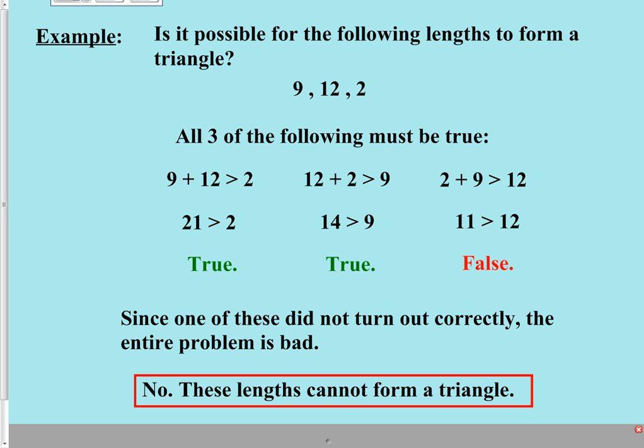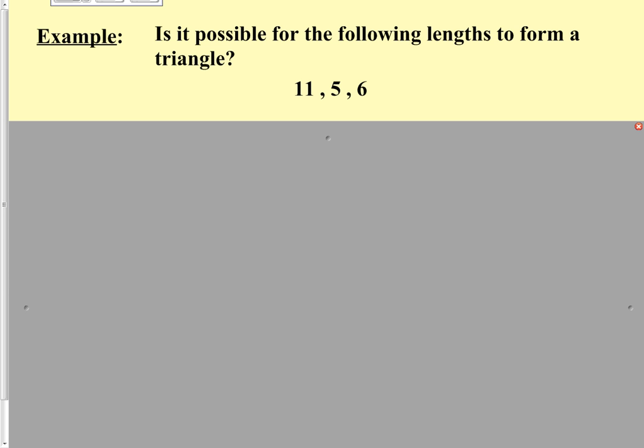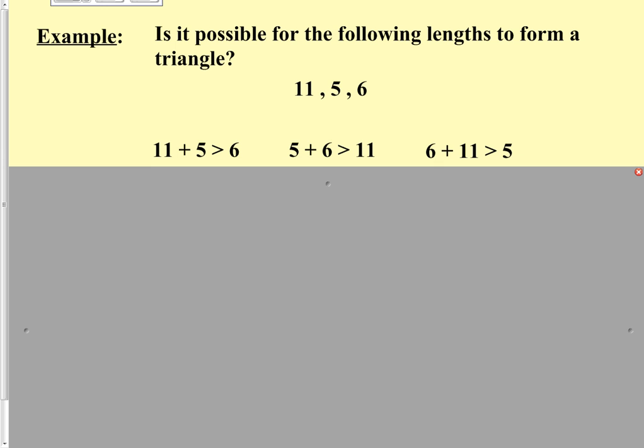Let's look at one more example on this before we move on. Let's consider these lengths, 11, 5, and 6. Well, once again, by the triangle inequality theorem, 11 plus 5 must add together to be larger than 6. 5 plus 6 must add together to be larger than 11. And 6 plus 11 must add together to be larger than 5.